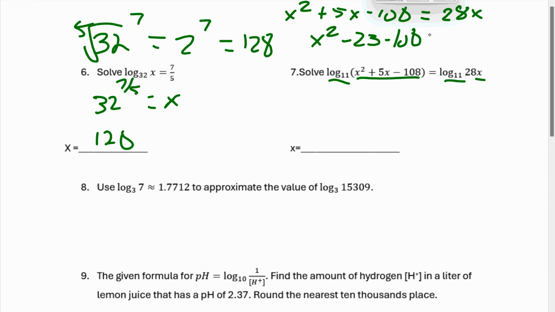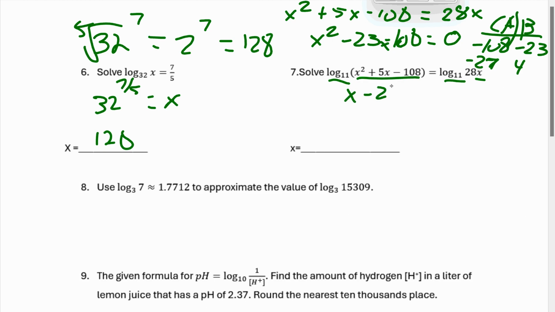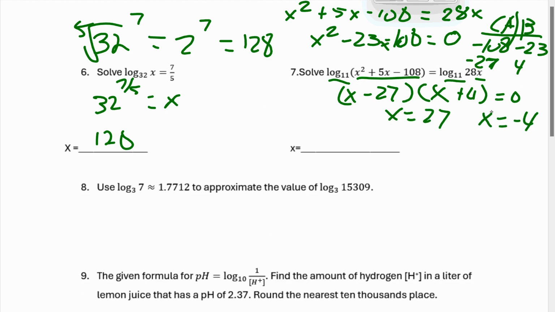Now, since it's quadratic, I could use the quadratic formula, or I could use CAB, and this is factorable, because what times what is -108 and adds to -23? There should be an x there. And that is -27 and 4. So x minus 27 times x plus 4 equals 0. So that means x equals 27 and x equals -4. So those are two solutions to the quadratic equation right there.